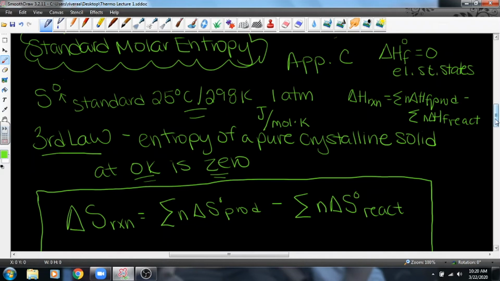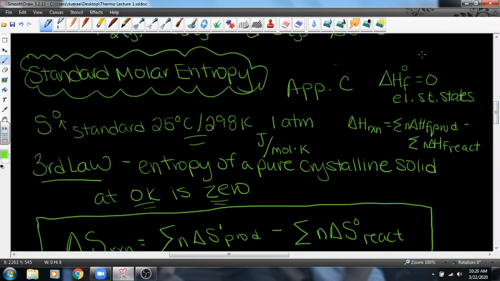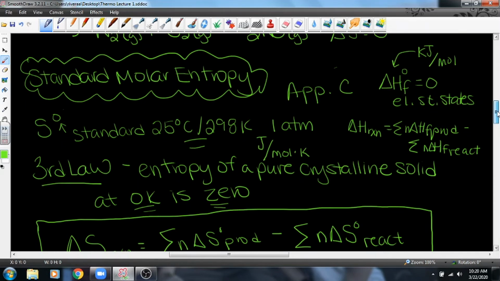When we were talking about delta H's, they would typically be measured in kilojoules, not joules, but kilojoules per mole. So that's our unit here for delta H, and joules per mole Kelvin is our unit for delta S.